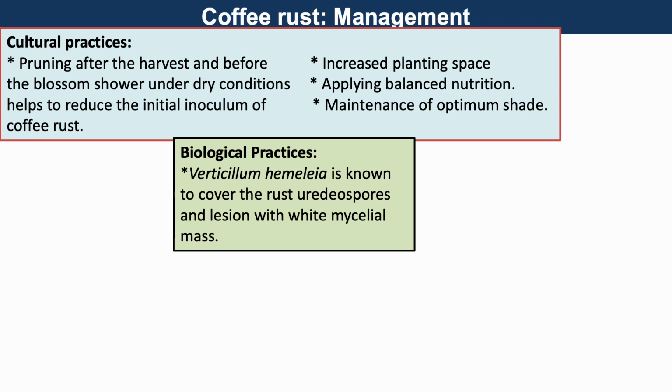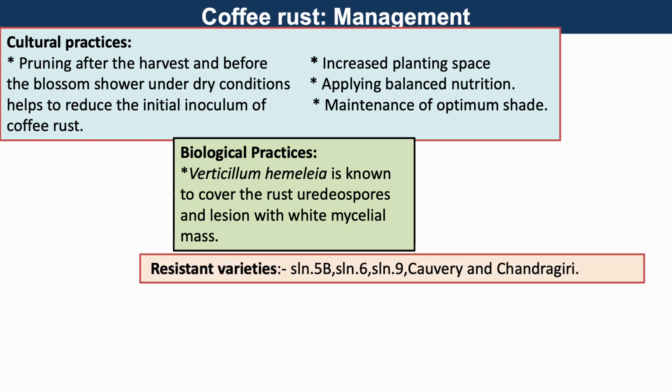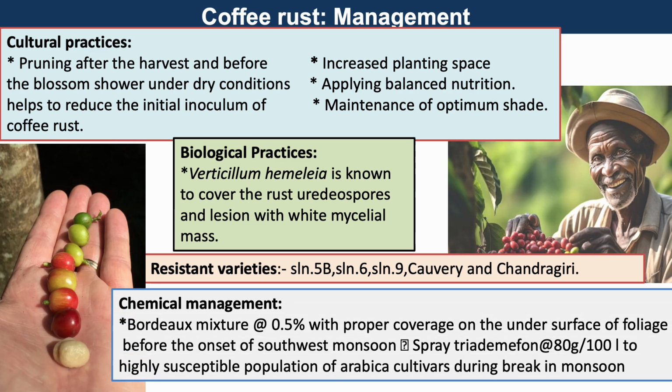Regarding biological practices, Verticillium hemileiae is known to cover the rust urediniospores and lesions with a white mycelial mass, and it has been considered as one of the potential biological agents. There are some resistant varieties like S.795, SLN 5B, SLN 6, SLN 9, Kaveri, and Chandragiri. These can be utilized in coffee rust infected areas.